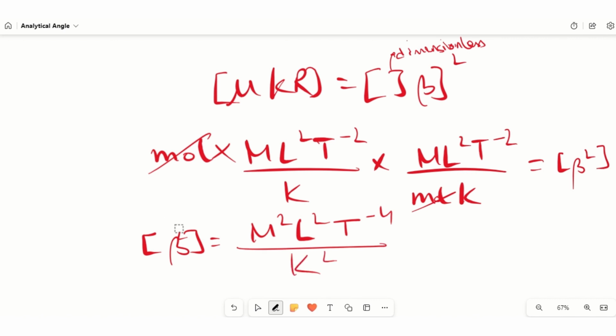So what will be beta's dimension? This one goes out, this becomes minus 2, and L becomes square, and M becomes square.